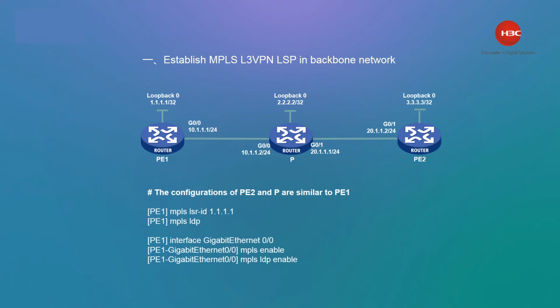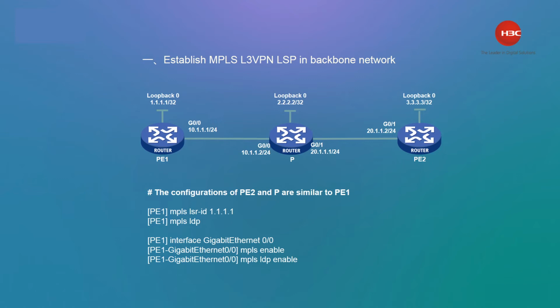The first step is to establish the MPLS L3VPN LSP in the backbone network. This step is the preparation, aiming at establishing the public network LSP tunnel. We first realize the routing reachability between PE and P in the MPLS backbone network through the IGP protocol. We generally use OSPF or IS-IS, and here we take OSPF as an example.